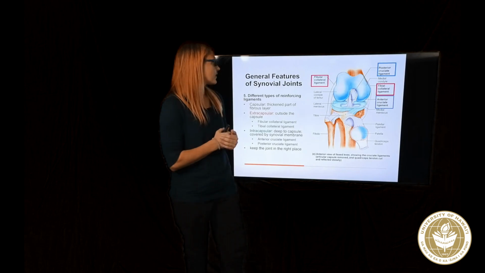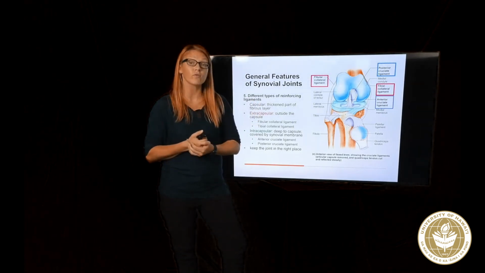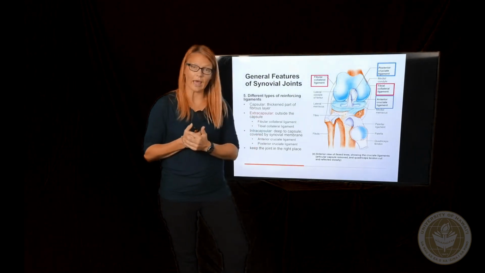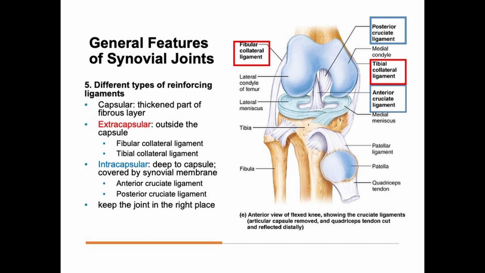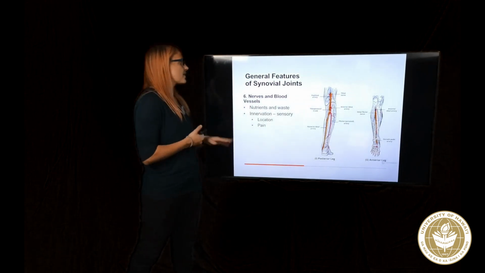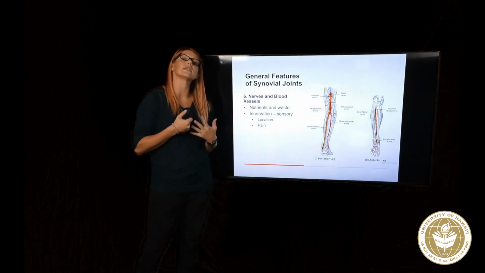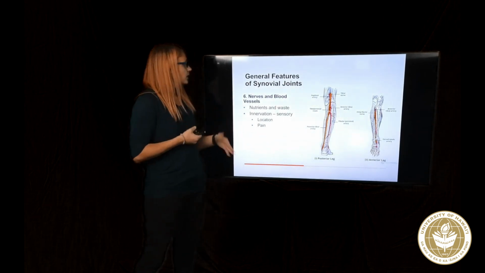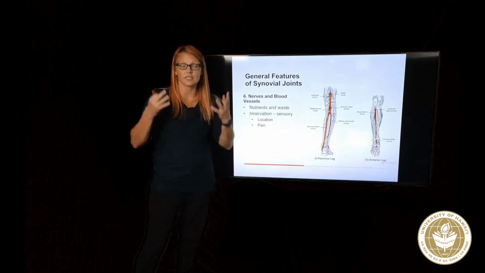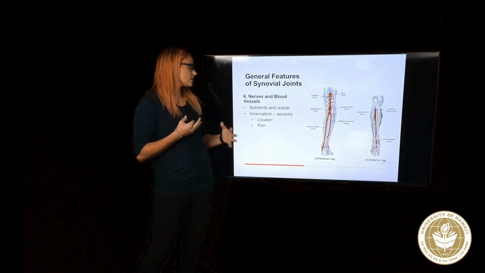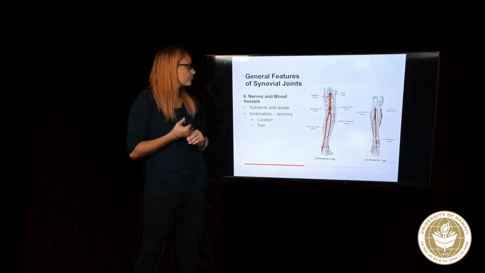But again, that fifth general feature is these different types of reinforcing ligaments. We have capsular, extracapsular, and intracapsular. Then that sixth general feature of our synovial joints is that they are all going to have nerves and blood vessels. So they're going to be vascular and they're going to be innervated. This allows us to get nutrients in, to get waste out, allows for innervation, so allows sensory, being able to feel pain.